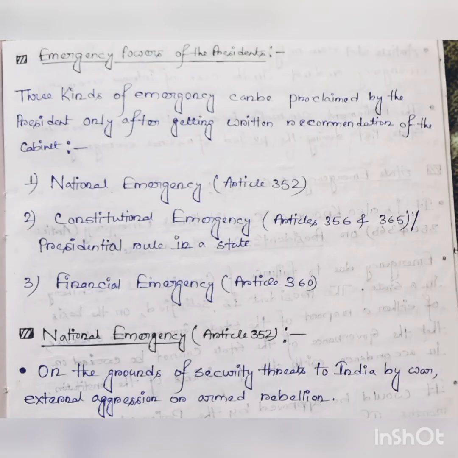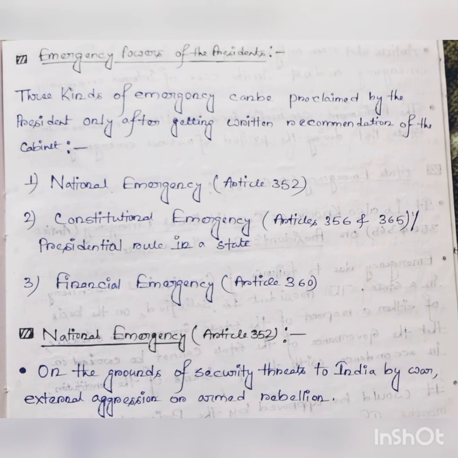Next, emergency powers of the President. Three kinds of emergency can be proclaimed by the President only after getting a written recommendation of the Cabinet. Number 1, national emergency. The article dealing with the national emergency is 352. Next, number 2, constitutional emergency.